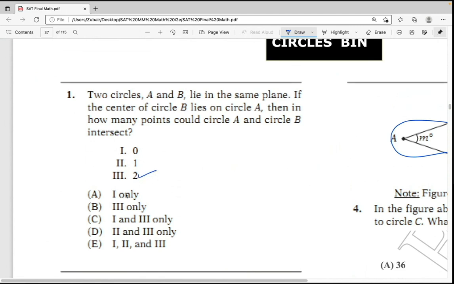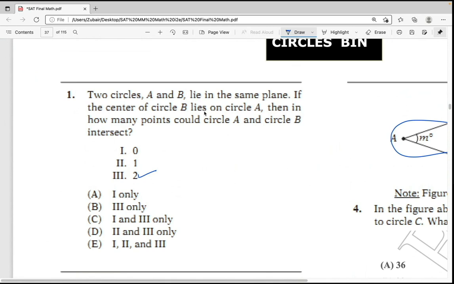You agree that there are two intersections. Yes. Is that correct? Okay, firstly, this is not the answer. No. I'm not sure how to do this then.